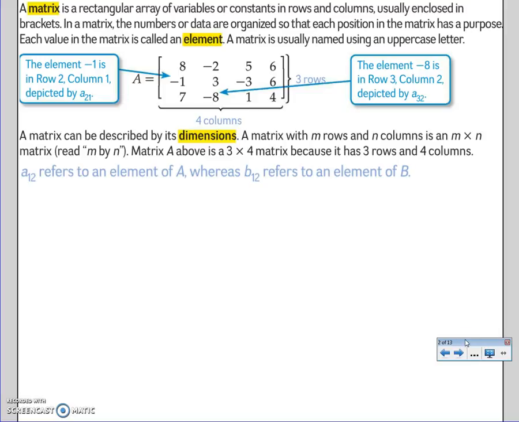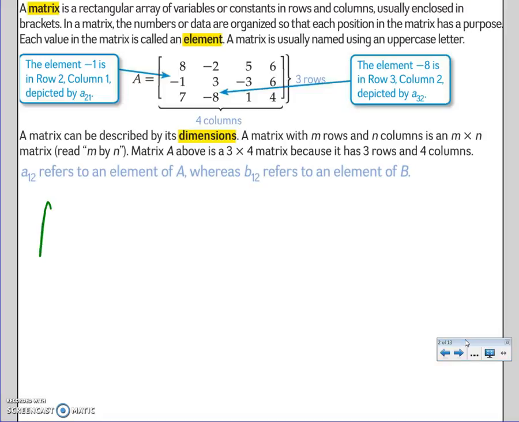So a matrix is a rectangular array of variables and constants in rows and columns. It's just a lot of numbers organized in rows and columns. Rows are sideways, columns are up and down, they're vertical. In a matrix, the numbers of data is organized so that each spot has a purpose. Every number inside is an element. We usually name it with an uppercase letter, for example, A.